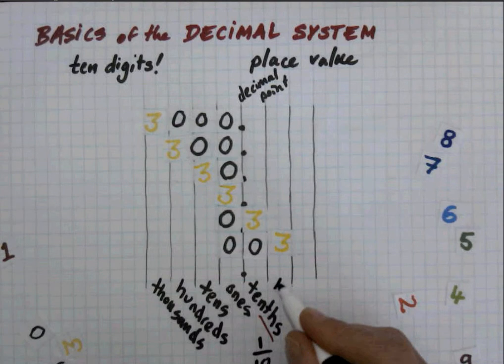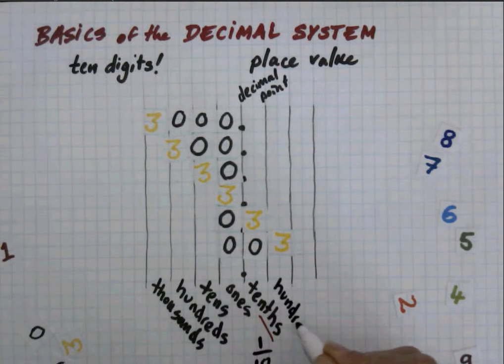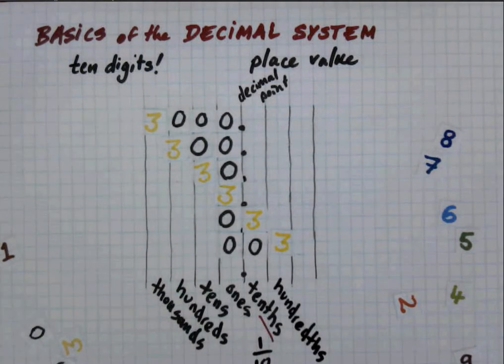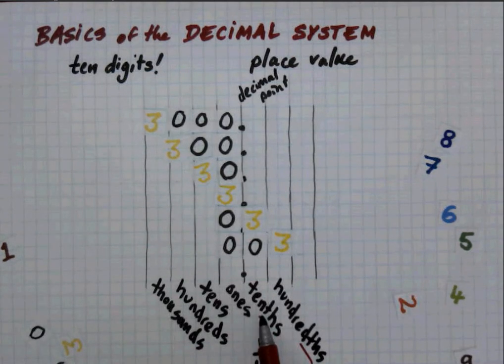And these words mirror each other on either side of the ones place. So tens, tenths, hundreds, hundredths, the only difference being the ending. And then my final one for the purpose of this example, thousandths. So 3/1000.